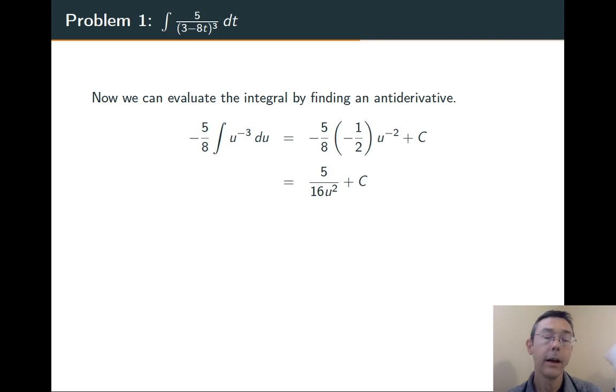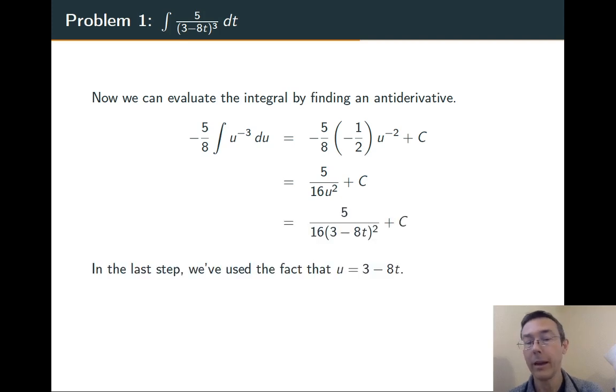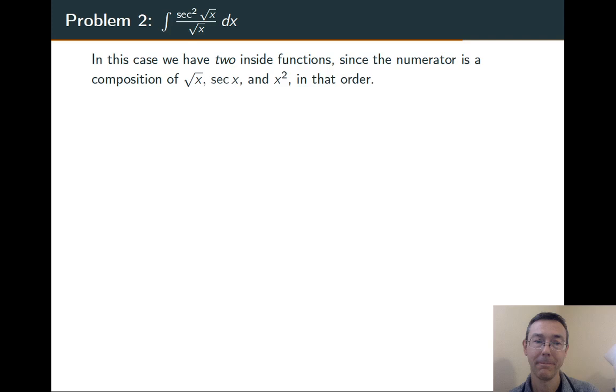Great. Now, the original problem didn't have any u's in it. u was a variable we made up, so our answer should have t's, not u's. So let's take out u and replace it with what it's equal to, 3 minus 8t. Here's our final answer. As always, we can check our work by differentiating and making sure that we get the integrand of our original problem back.